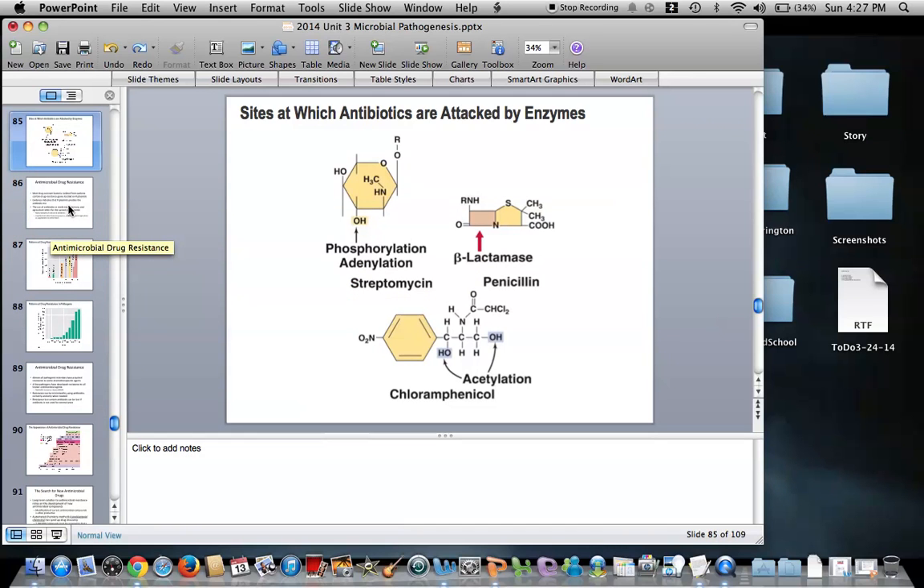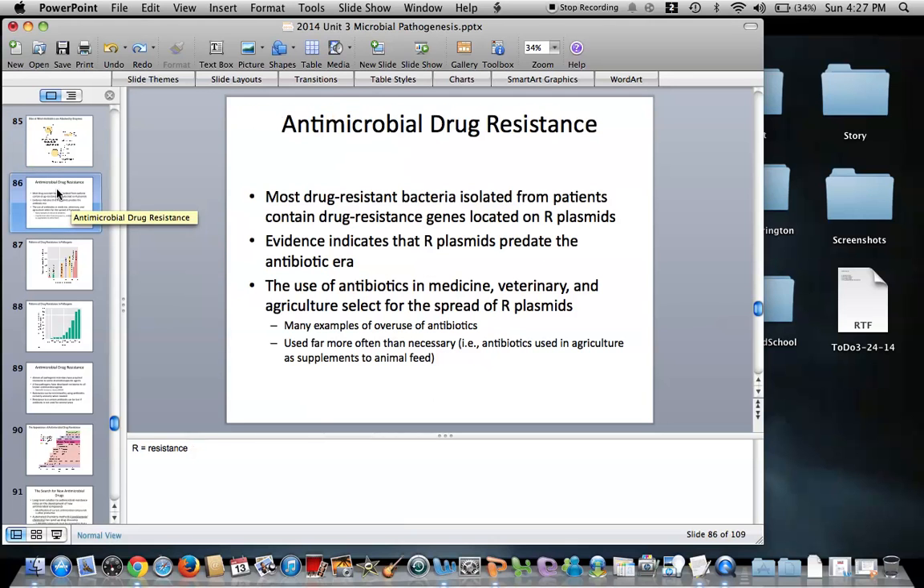I guess that's just for the rate at which antibiotics are attacked by enzymes. Not quite sure what I'm supposed to get out of this slide. I guess this is an enzyme that targets that square ring in beta-lactam rings. Yeah, not sure what that's all about.